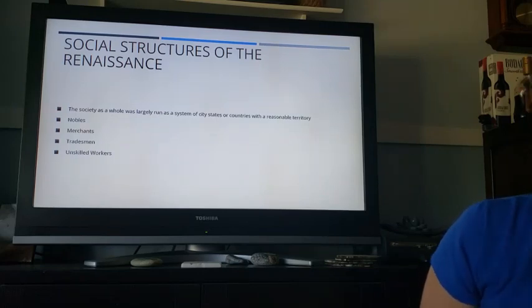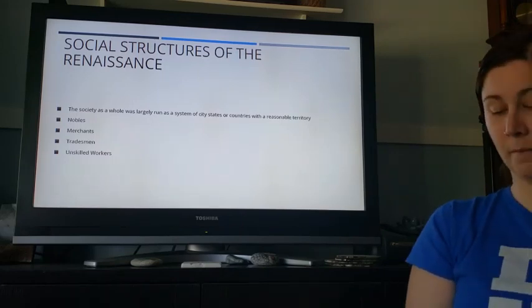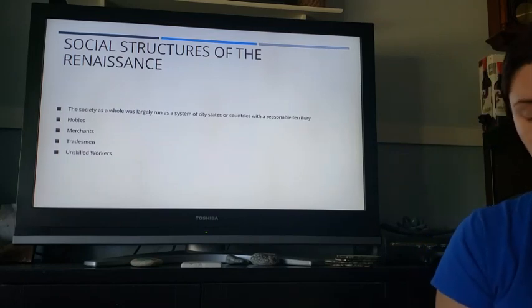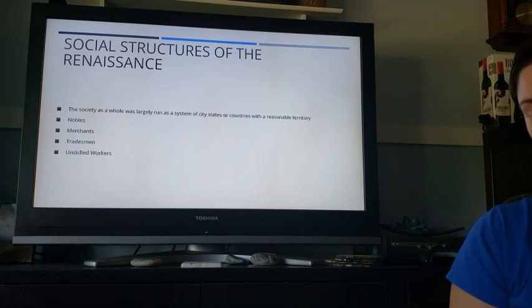So the social classes of the Renaissance, the people of Renaissance Florence, like most city-states of the era, were composed of four social classes: the nobles, the merchants, the tradesmen, and the unskilled workers. So the nobles usually lived on large estates outside the city walls. They owned most of the city's land, so the nobles had the control that way. The nobles served as military officers, royal advisors, and politicians.